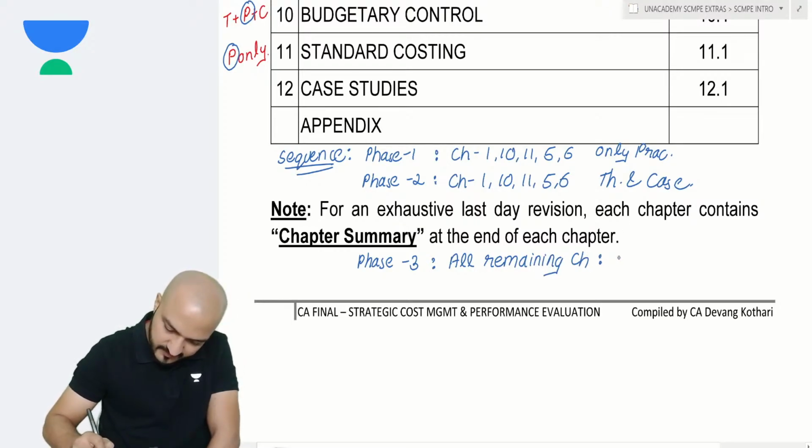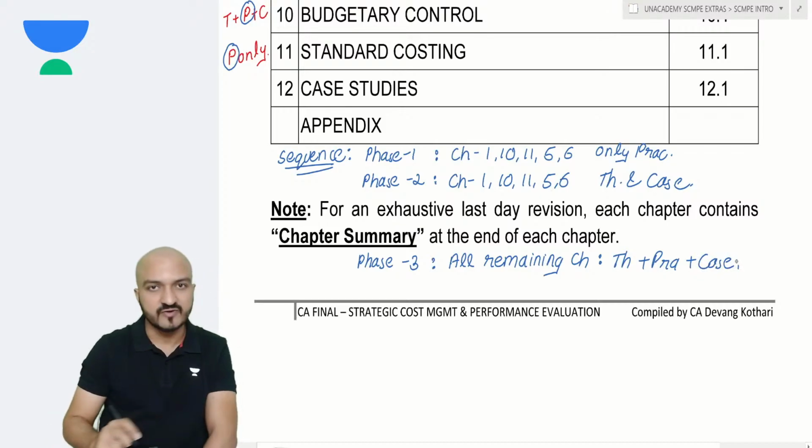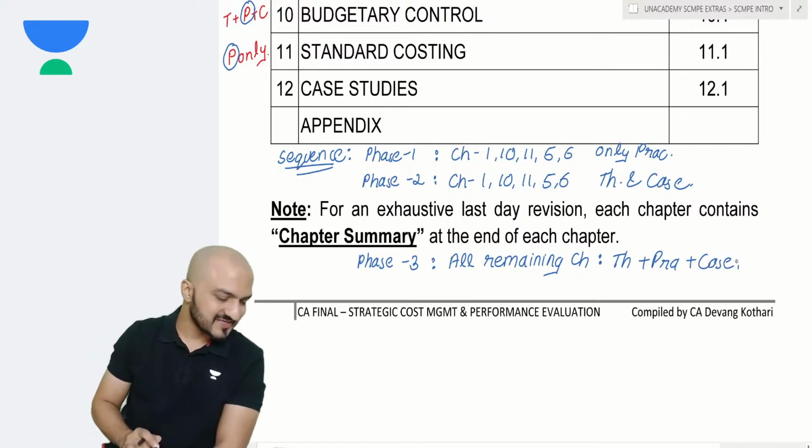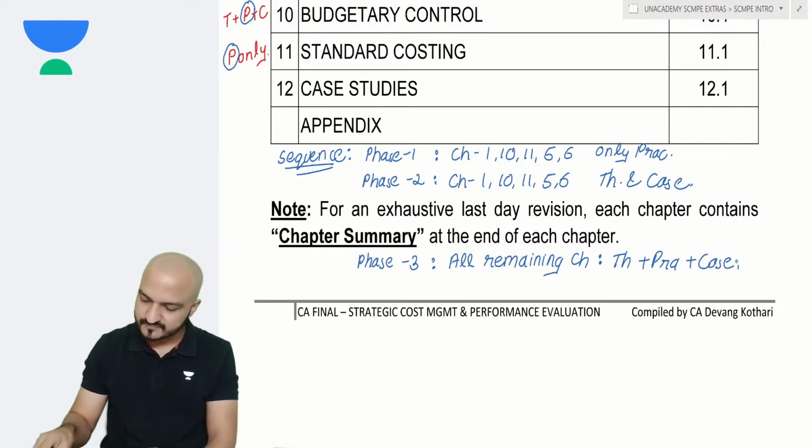And all the remaining chapters, theory plus practicals plus case studies, all we will discuss. Okay? Okay, so this is going to be my sequence.